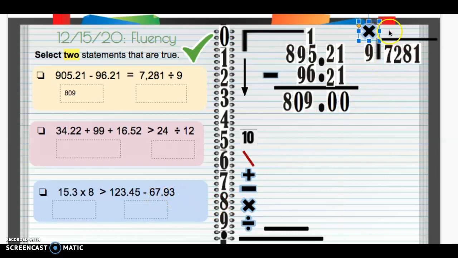And then I ask myself, how many times can 9 go into 7? Well, that's 0. How many times can 9 go into 72? Well, I know that 9 times 8 gives me 72. So I put my 8 above. So 8 times 9, 72. And then I subtract 72 minus 72. 2 minus 2 is 0. 7 minus 7 is 0. So I get 0. I have to bring down my 8.